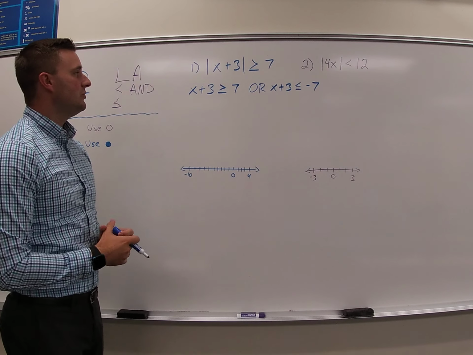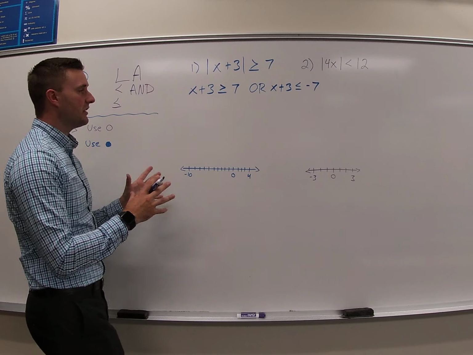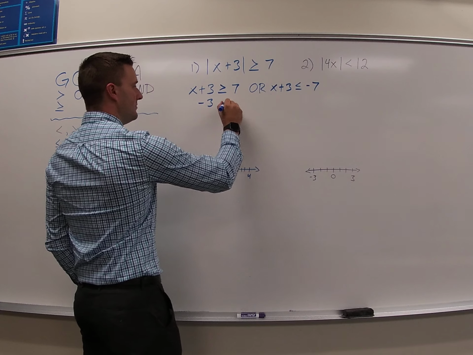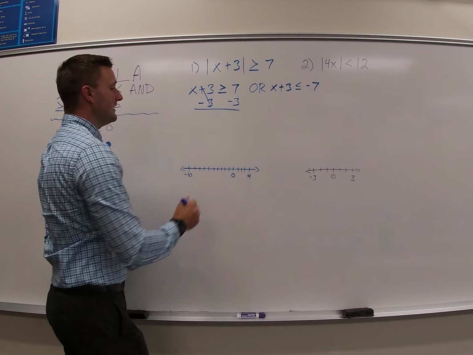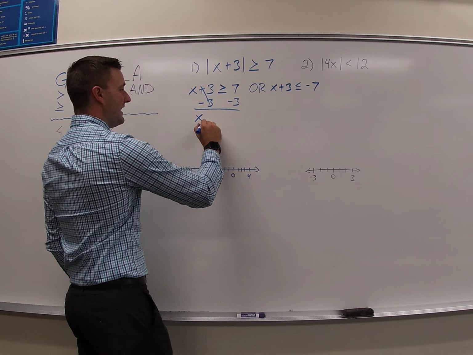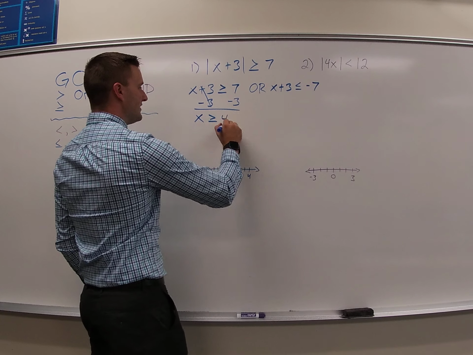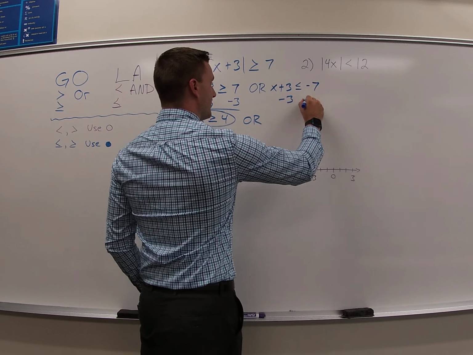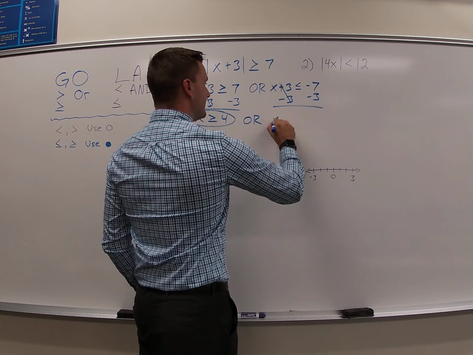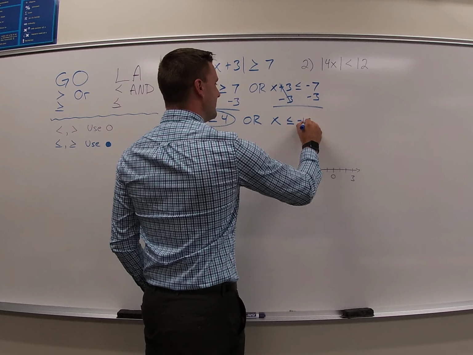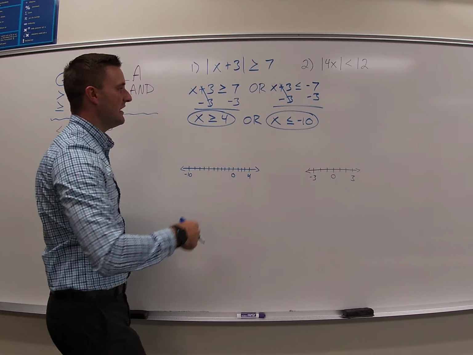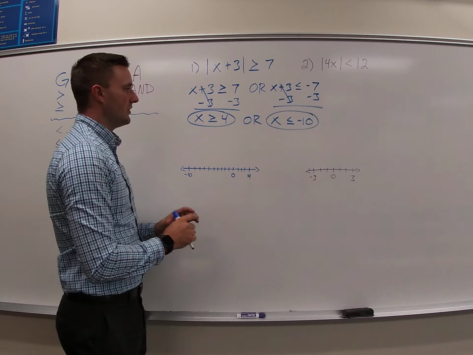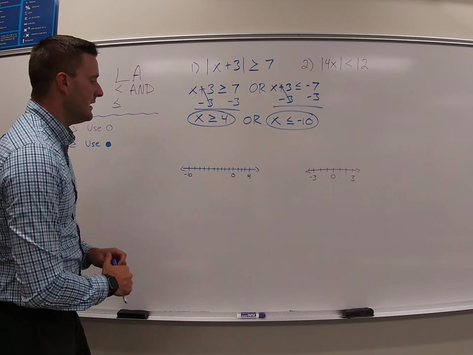Now I'm going to solve my two inequalities separately or together. Doesn't matter. You use the same step for both problems, but your result is going to be different. So I'm going to start out by subtracting 3 from both sides. So I get that x is greater than or equal to a positive 4, or I get, after I subtract 3 from both sides, that x is less than or equal to a negative 10. So negative 7 minus 3 gives us a negative 10. Notice how the arrows are now pointing in different directions, and so they're going to go away from each other.